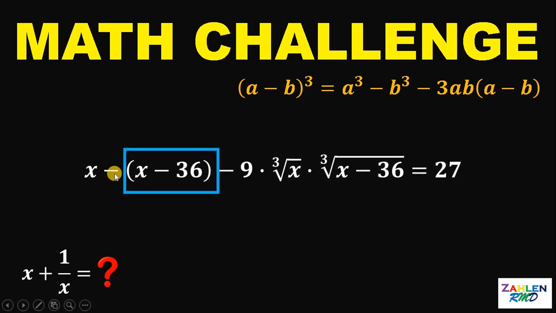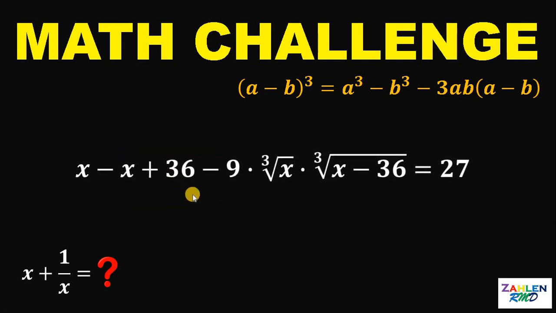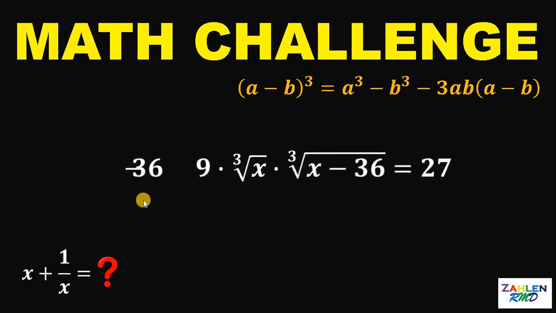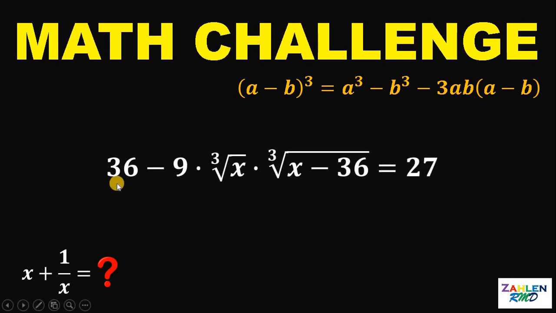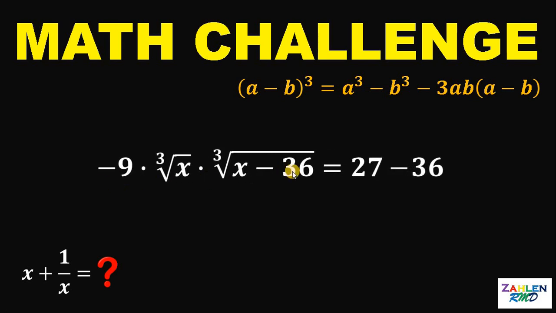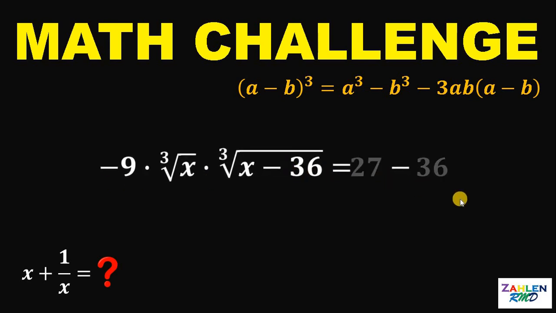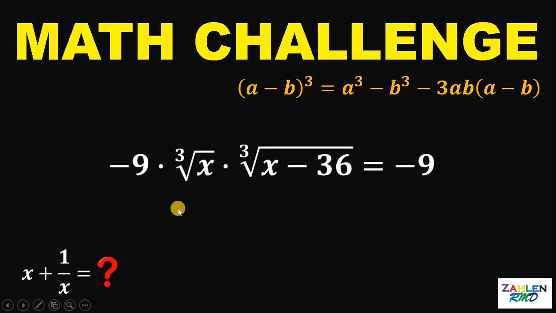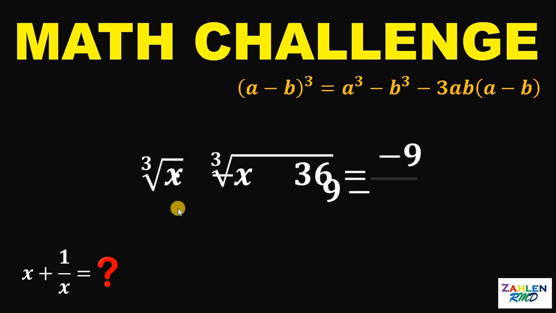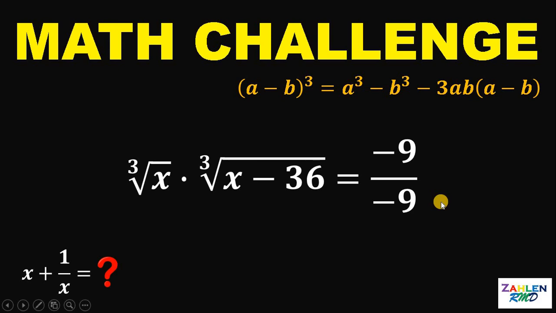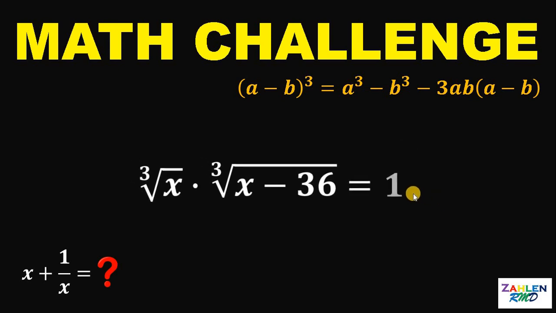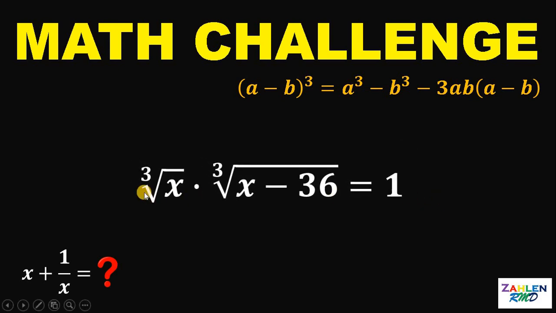Now, let's distribute the negative sign. This will give us x minus x plus 36. And x minus x cancel out, so this is just 0. Now, subtract 36 on both sides. 27 minus 36 is just negative 9. Now, divide both sides by negative 9. Negative 9 divided by negative 9 is just positive 1. So, our equation now becomes cube root of x times cube root of x minus 36 equals 1.